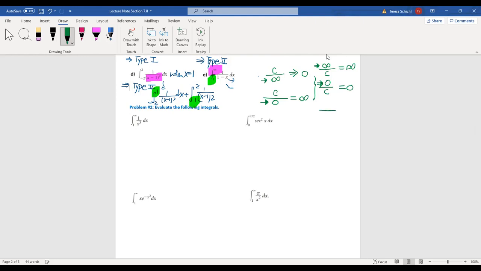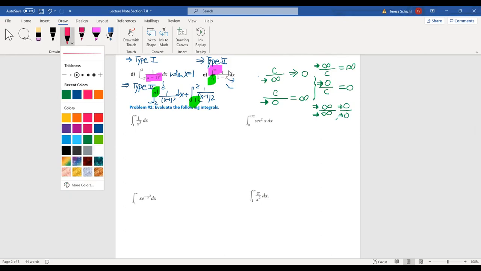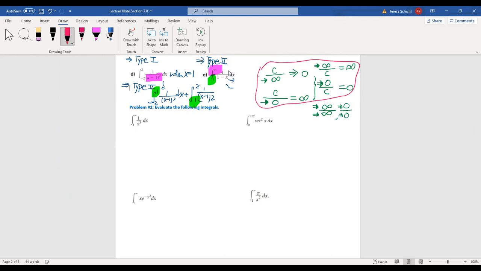Then we know infinity over infinity is undetermined. It's the same thing for 0 over 0, so this is undetermined. Then we might need to use L'Hopital's rule. But for here, those are a couple of things we need to be careful about, to see if this integral exists or not.